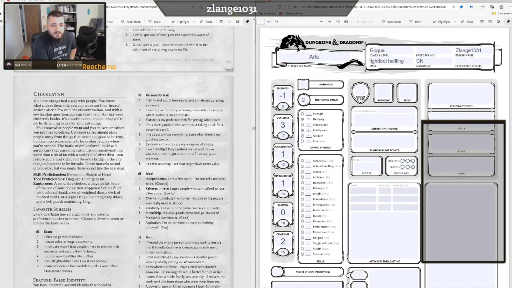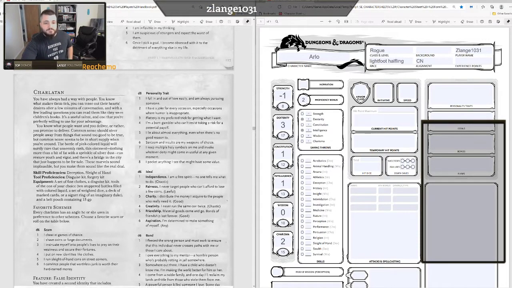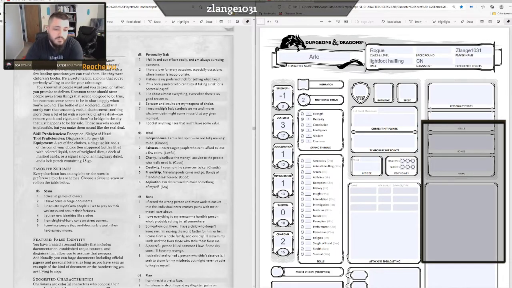The bottle of pink-colored liquid will surely cure that unseelie rash. This ointment, nothing more than a bit of fat with a sprinkle of silver dust, can restore youth and vigor, and there's a bridge in the city that just happens to be for sale. These marvels sound implausible, but you make them sound like the real deal. Honestly, this would be great for our character because we chose to have a higher charisma. So it actually would be very handy for us. But let's do a little more reading into it.